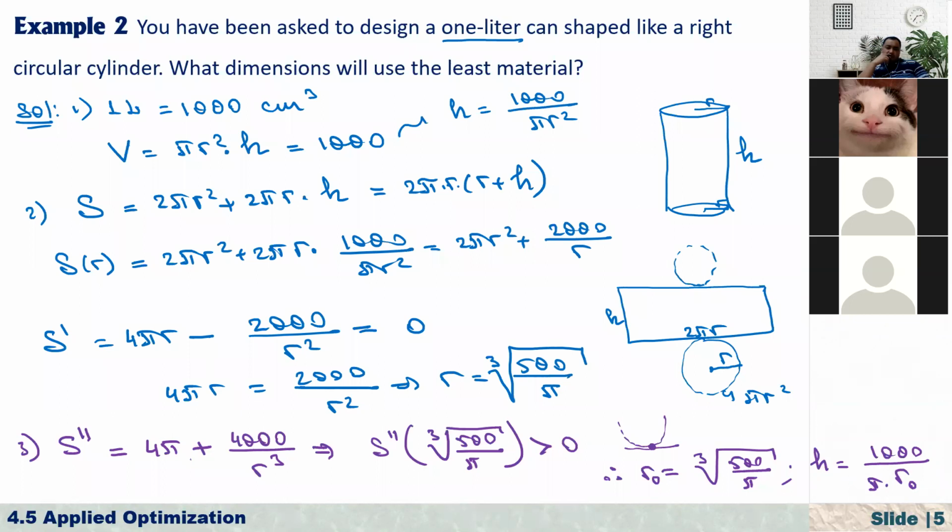That is another problem about applied optimization, or an optimization problem. We are just finding the optimal solution, the best solution, to design this 1 liter can shaped like a right circular cylinder.